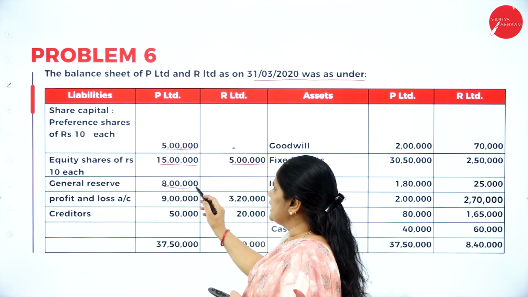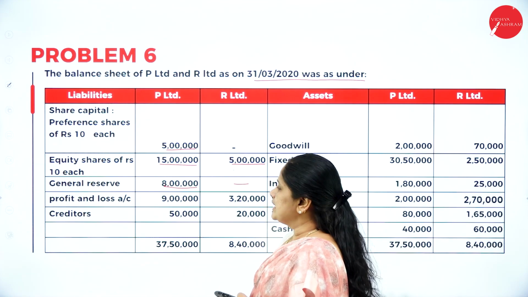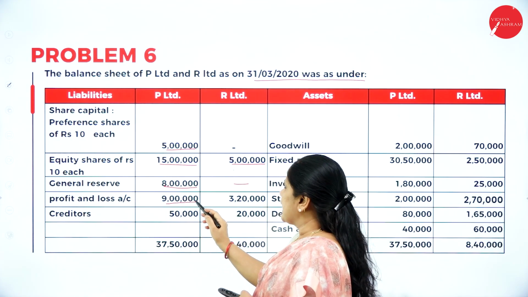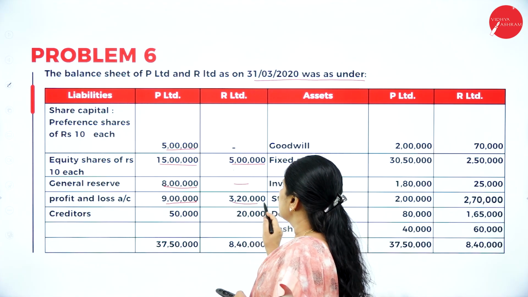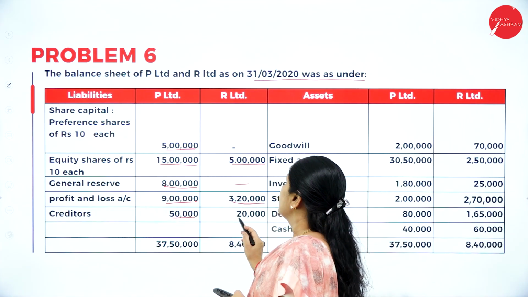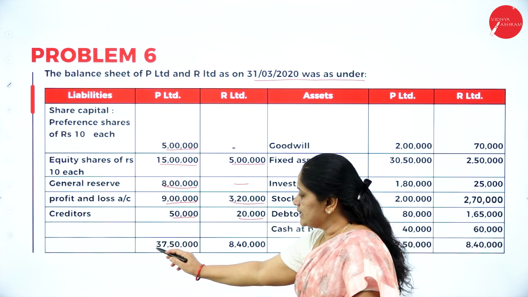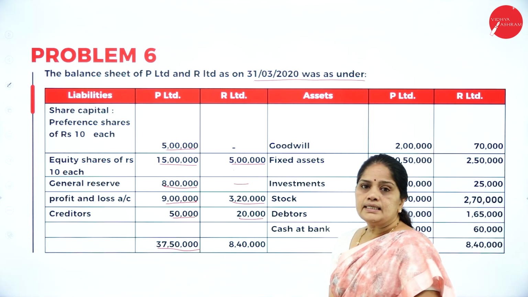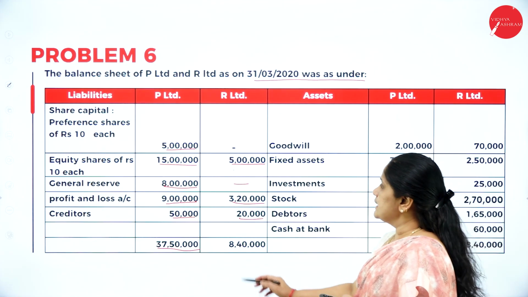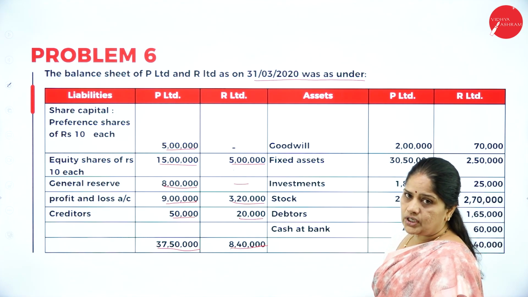General reserve is 8 lakhs in P Limited. There is nil balance in R Limited. Profit and loss account 9 lakhs. In R Limited, it is 3,20,000. Creditors 50,000. In R Limited, it is 20,000. The total liabilities of P Limited is 37,50,000 and the total of R Limited is 8,40,000.